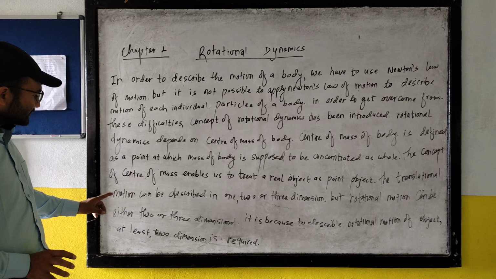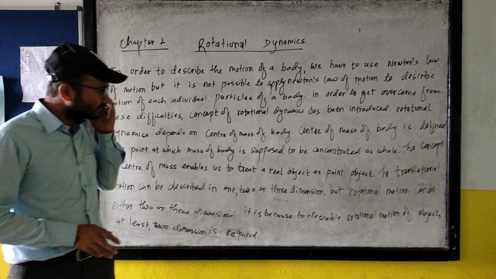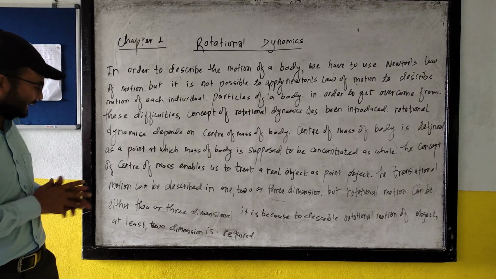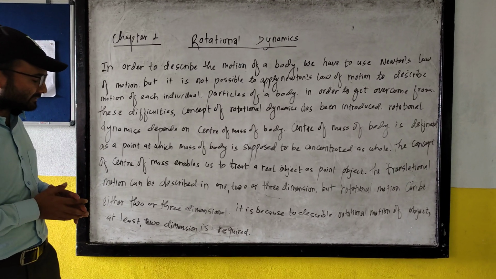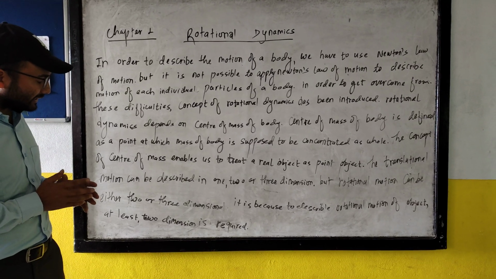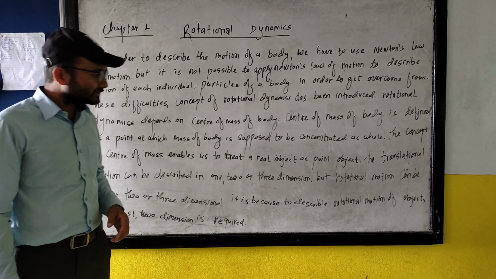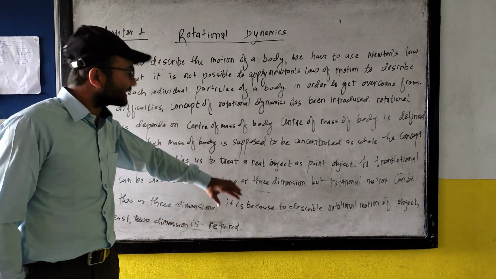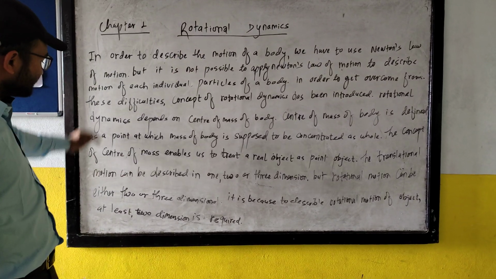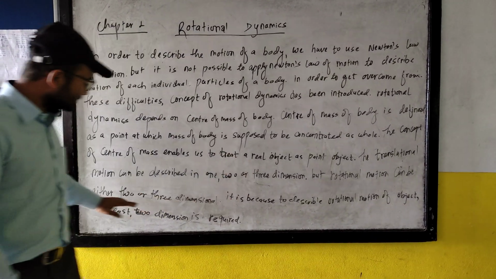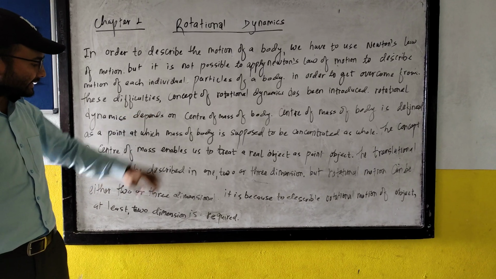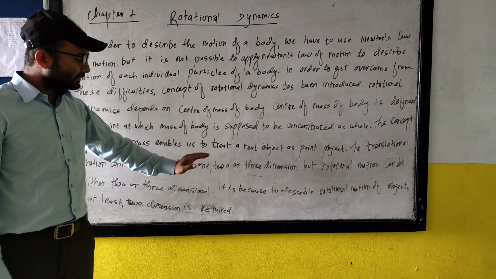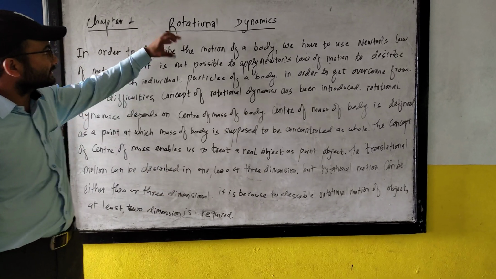And translational motion can be described in 1, 2 or 3 dimensions, but rotational motion can be described in either 2 or 3 dimensions. To describe the rotational motion of an object, at least 2 dimensions are required. We cannot describe rotational dynamics the way we have been describing translational motion in 1, 2, 3 dimensions; it must have at least 2 dimensions to describe the motion of rotational dynamics. Thank you.